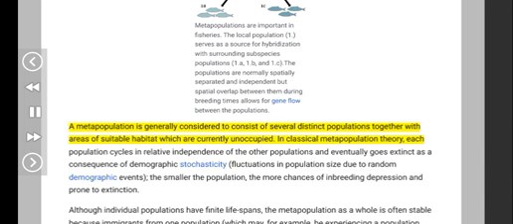which are currently unoccupied. In classical metapopulation theory, each population cycles in relative independence of the other populations and eventually goes extinct as a consequence of demographic stochasticity, fluctuations in population size due to random demographic events. The smaller the population, the more chances of inbreeding depression and prone to extinction.